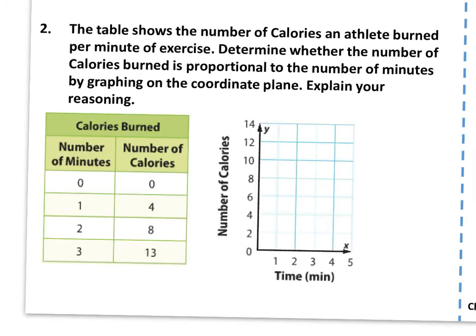All right, for question number 2, the table shows the number of calories an athlete burned per minute of exercise. Determine whether the number of calories burned is proportional to the number of minutes by graphing on the coordinate plane. Explain your reasoning. So in this case, we know that these are our x values, these are our y values. Now go ahead, take a couple minutes and do this problem on your own. Find the ordered pairs, plot them, and then determine whether or not you have a proportional relationship.